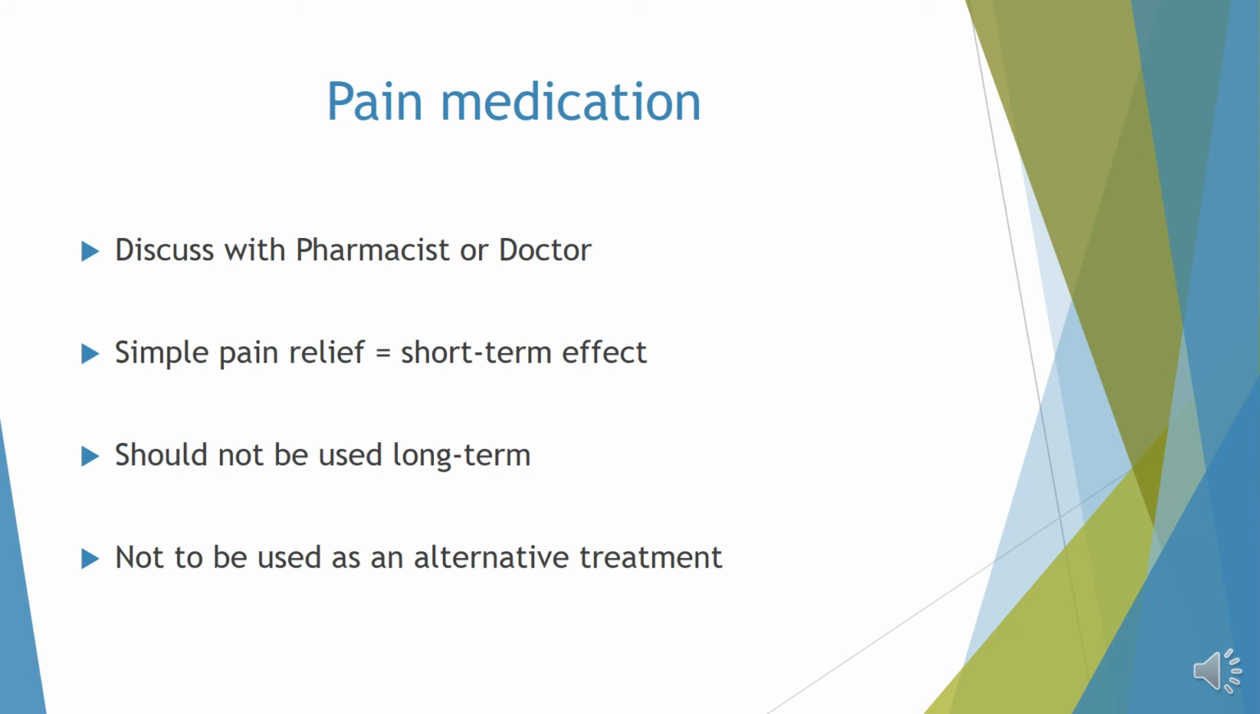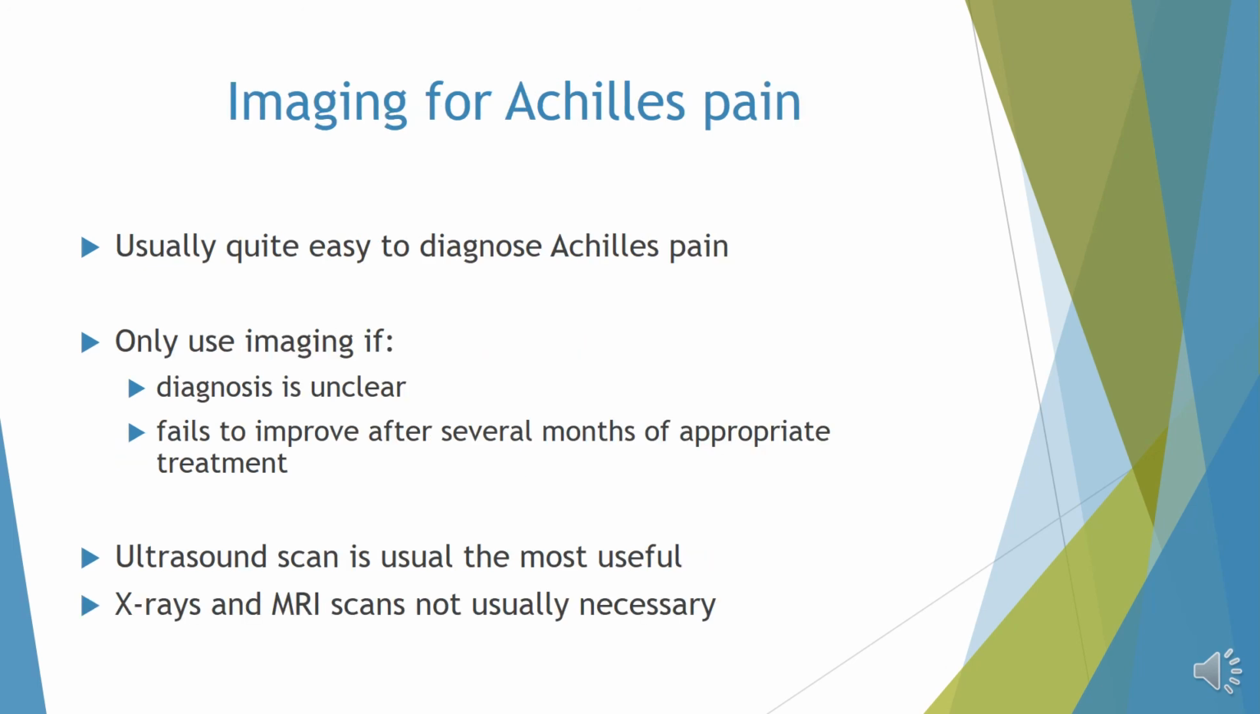Imaging refers to x-rays and scans, and for the Achilles tendinopathy, the Achilles tendon pain, it's rarely necessary. As I said before, it's quite easy to diagnose these problems. The exception would be if perhaps the diagnosis was a little unclear, the area of pain was larger than we'd expect for an Achilles, or what aggravates or eases the pain doesn't really fit the normal, then we may want to use some imaging just to be certain we're treating the right thing.